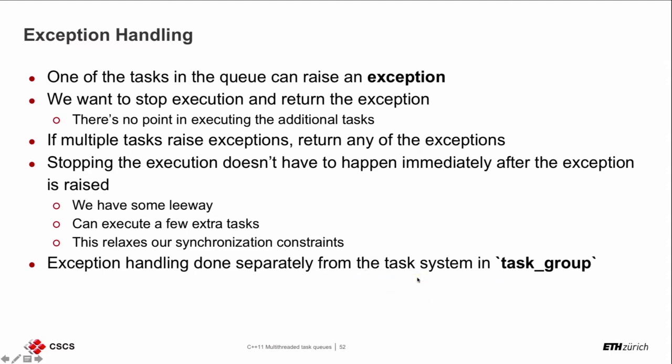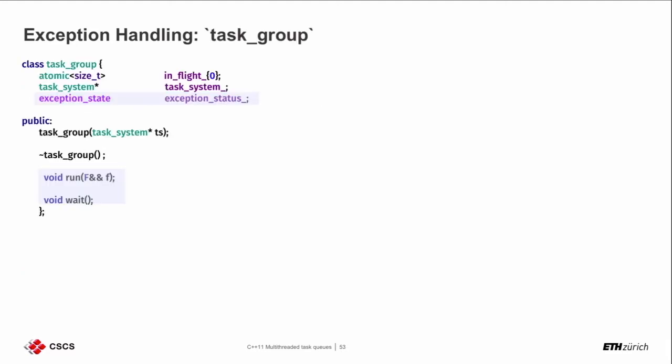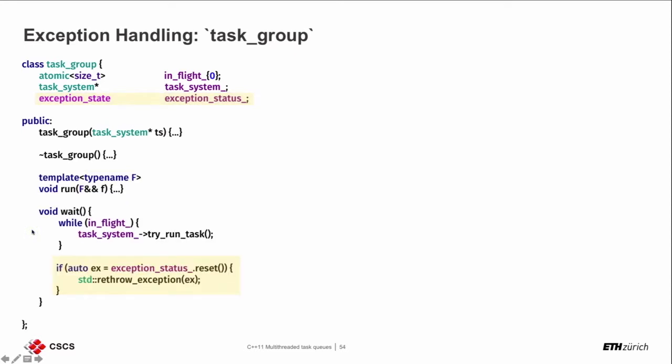And this is because we want to keep things modular, and we just want our exception handling basically to be done in the task group, keep things separated. It's a nice feature to have. So we're only going to be modifying our task group. And the way we're going to be doing this is we're going to be adding this exception state member. And this is a class that I will define in a bit, but it's easy enough to understand how it works before looking at the implementation. And to do exception handling in the task group, we are going to modify the run and the wait functions.